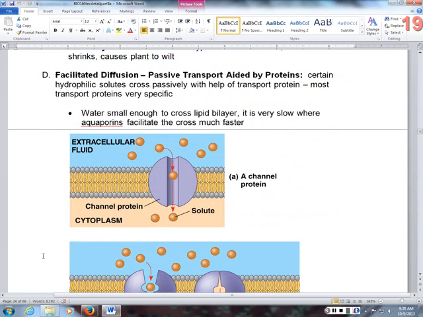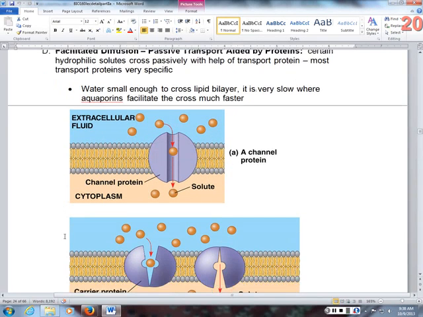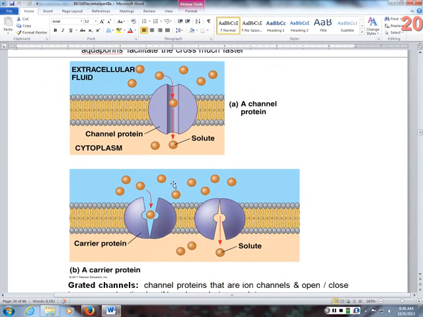With facilitated diffusion, this is passive transport aided by proteins. Certain hydrophilic solutes are able to cross passively with the help of a transport protein. These are the ones that need to take a ferry across, or go over a specific bridge to get there. Water is small enough to cross the lipid bilayer, but it's very slow. If you put it someplace where there's an aquaporin, it can cross much more quickly. Here it's showing the carrier protein moving it across.